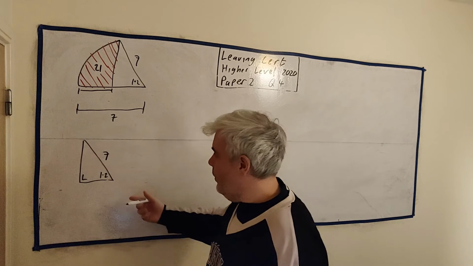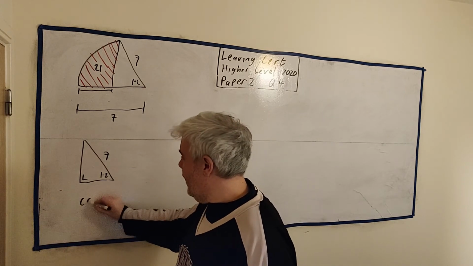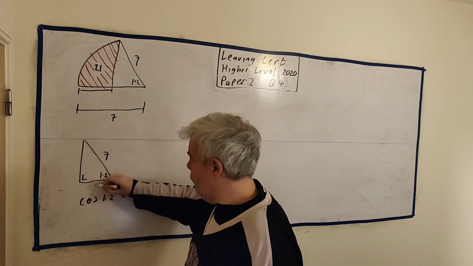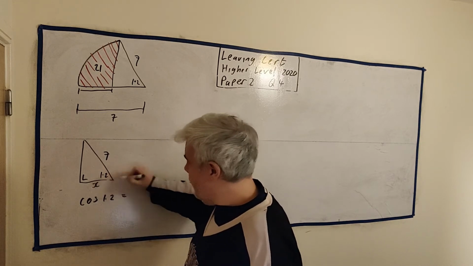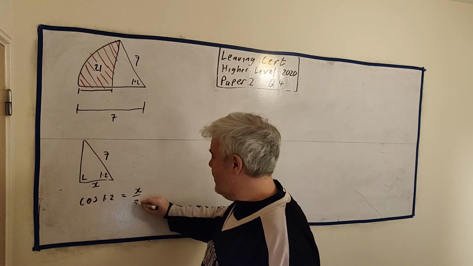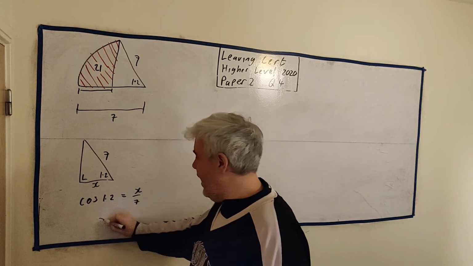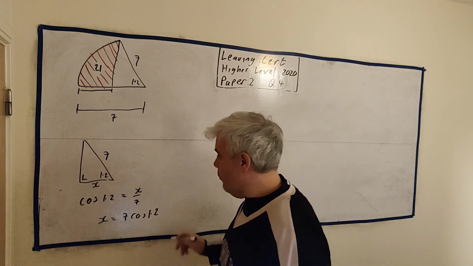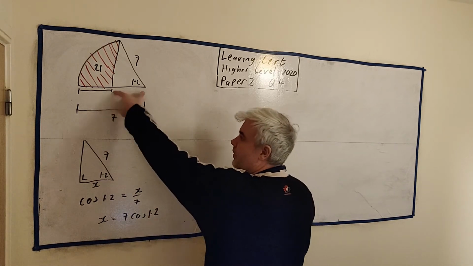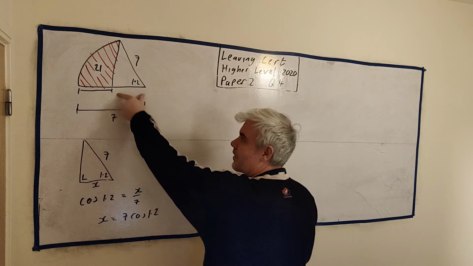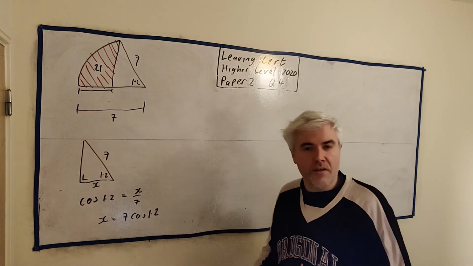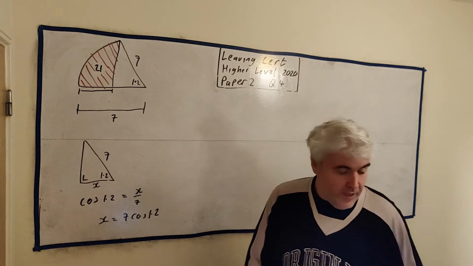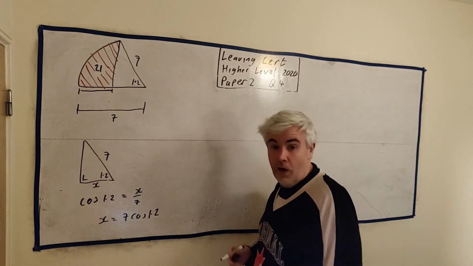Because now it's a simple matter of taking the cosine of 1.2 is equal to, let's call this x down here, x divided by 7. Therefore, x is equal to 7 cosine 1.2. And you're finished. You have this length. 7 minus this length will give you this length. It'll look right. It'll look roughly okay. It's probably even very close to the correct answer, but it's wrong.